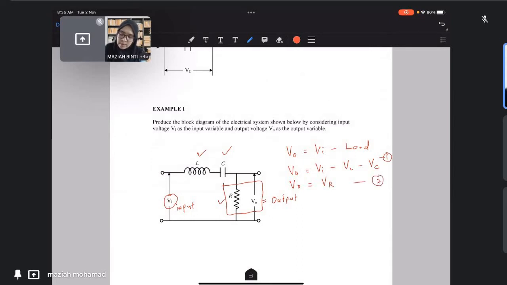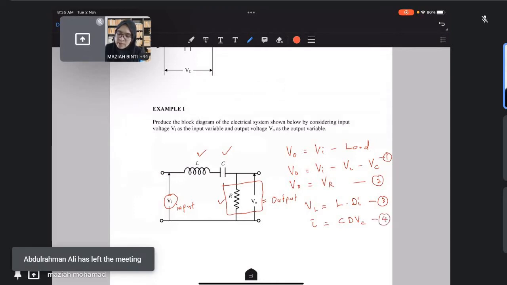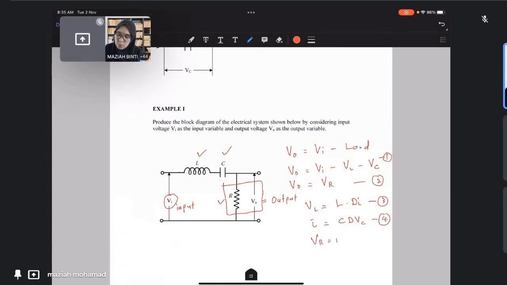Then we have the equation for all the elements. Let's say VL is equal to L multiplied with DI. That is the third equation. For the capacitance, I equal to C dVC. That is the fourth equation. And then for the resistance, VR is equal to IR. That is the fifth equation.